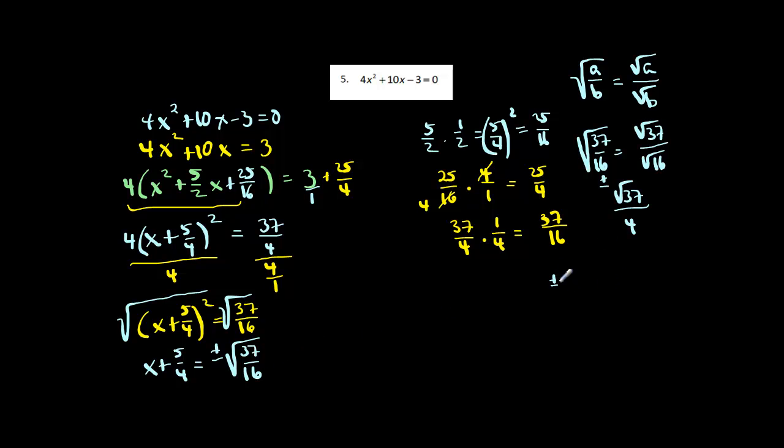So if I have positive negative root 37 over 4, and I subtract 5/4 from that, because all of these fractions have the same denominator, I'm just going to write it as one denominator. It's all over 4. And then I'm just going to write what I have in my numerator. Negative 5 plus or minus root 37. And this is my answer right here.